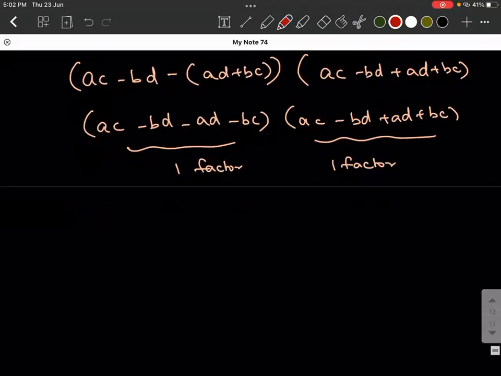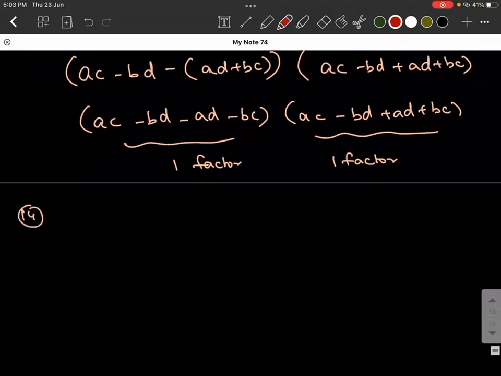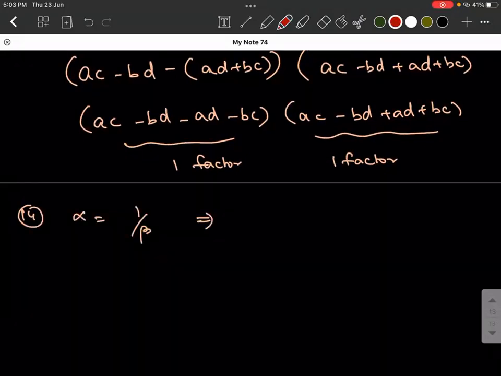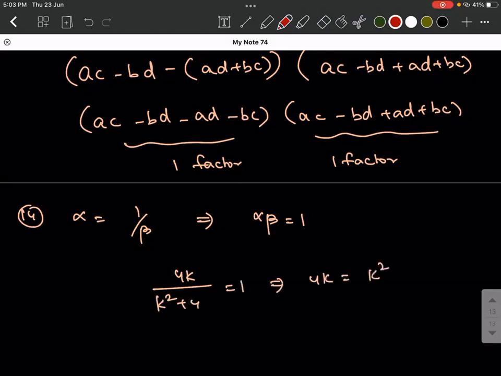So problem number 14. Alpha is equal to 1 by beta, which implies alpha into beta is equal to 1. So what is alpha into beta? 4k divided by k square plus 4 is equal to 1, which implies 4k is equal to k square plus 4. So k square minus 4k plus 4 is 0.